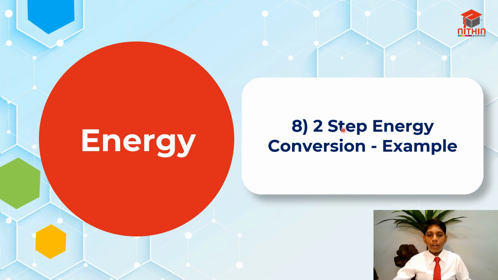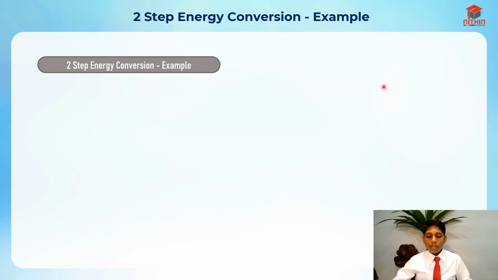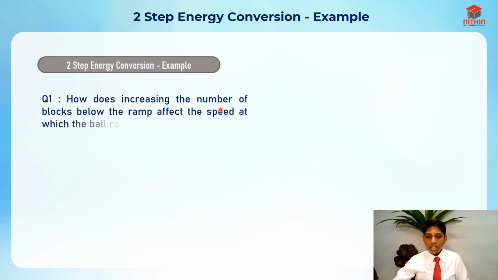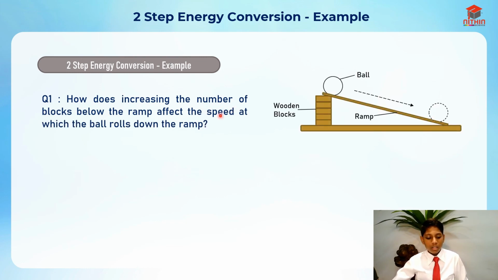This is the example for the last segment of this video. For this question: how does increasing the number of blocks below the ramp affect the speed at which the ball rolls down? If you increase the number of blocks over here, the ball rolls down, right? This is the ramp over here. So how does it affect the speed at which the ball rolls down?